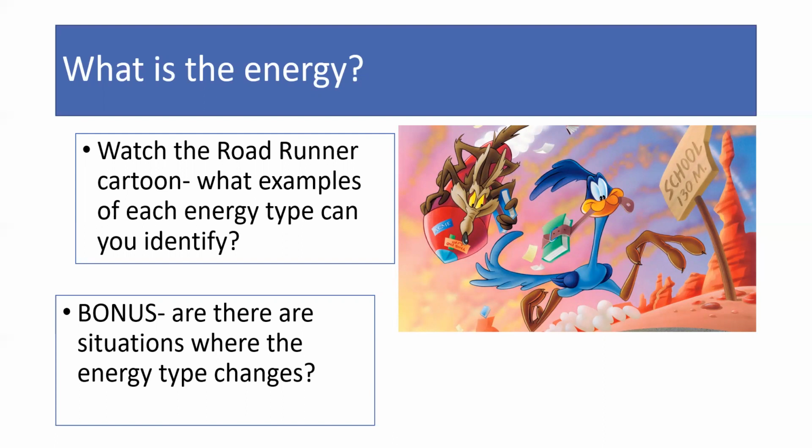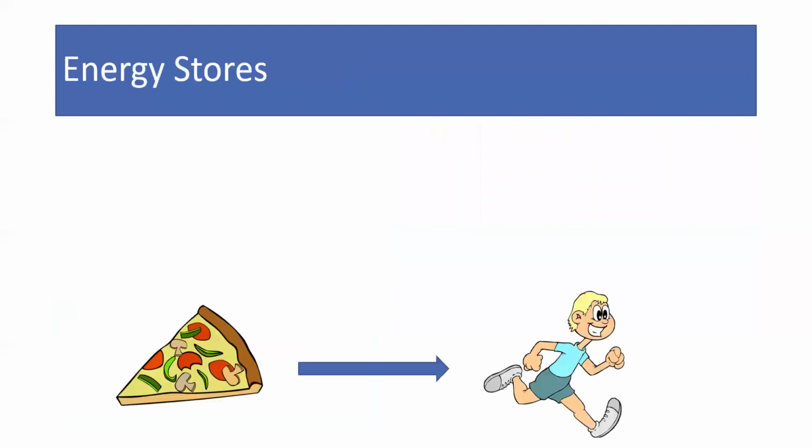Energy is measured in joules, okay? That's the unit for energy. If you have 1,000 joules, it's called a kilojoule. If you have a million joules, it's called a megajoule. If you have a billion joules, it's called a gigajoule, and it carries on and on.